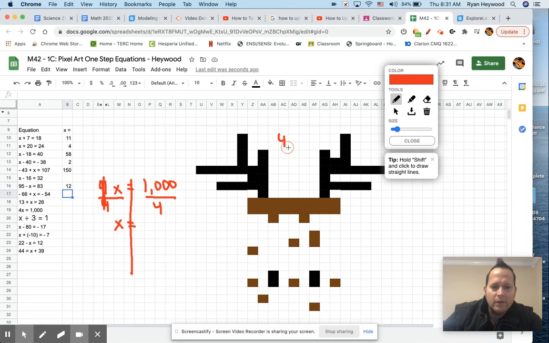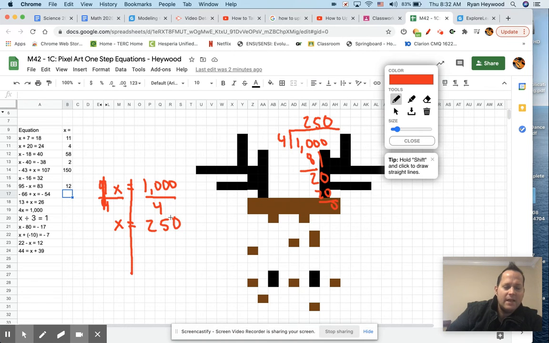We can go ahead and do the long division. I remember not liking long division. It was one of the things I struggled with when I learned it in 3rd or 4th grade. And then one day I just finally got it. So 4 goes into 10 2 times. 4 times 2 is 8. 10 minus 8 is 2. Bring down the 0. 4 goes into 20 5 times. 4 times 5 is 20. And there we go, so 250. x equals 250. All right, so that is number 19.